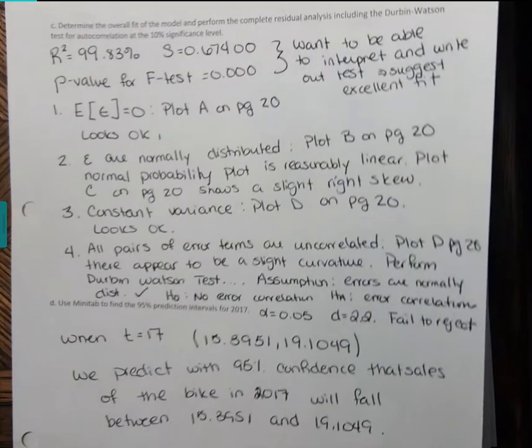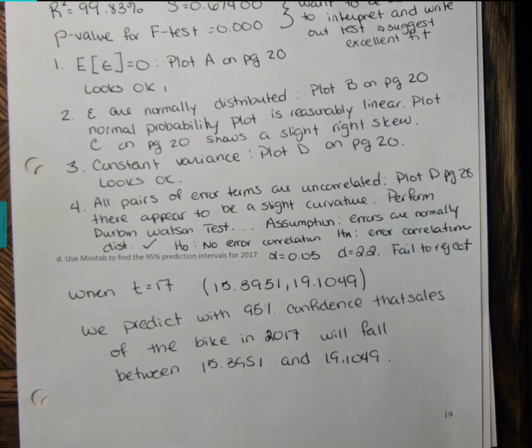But we can also use plot D to look at whether or not the terms are uncorrelated. And it does appear that there is a slight curvature as we move through time. It dips down and then back up. So what we could do is perform the Durbin-Watson test. Remember, for the Durbin-Watson test, we have this assumption that the errors are normally distributed. We've said that looks okay. There are no extreme skews there. And if you go through and perform that test, you'll find that you fail to reject.